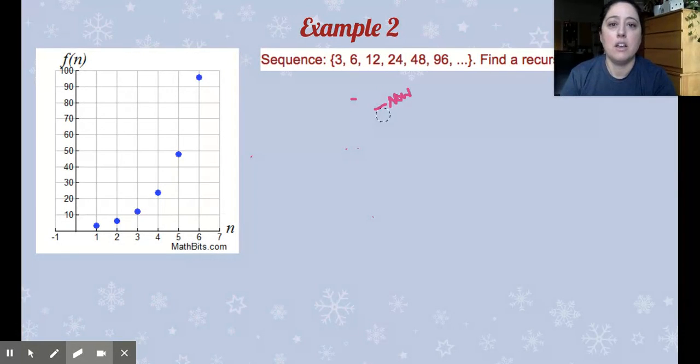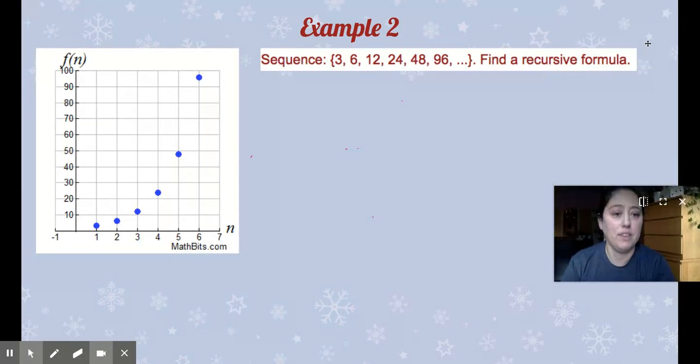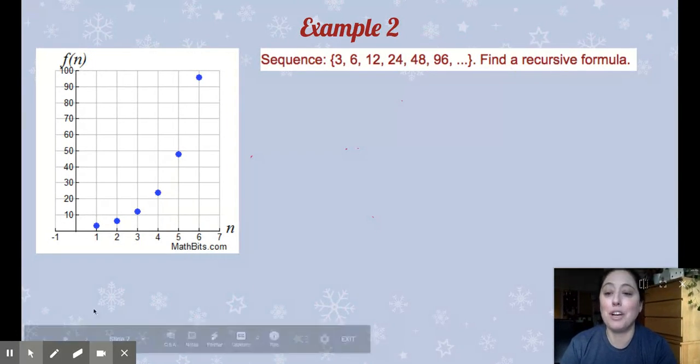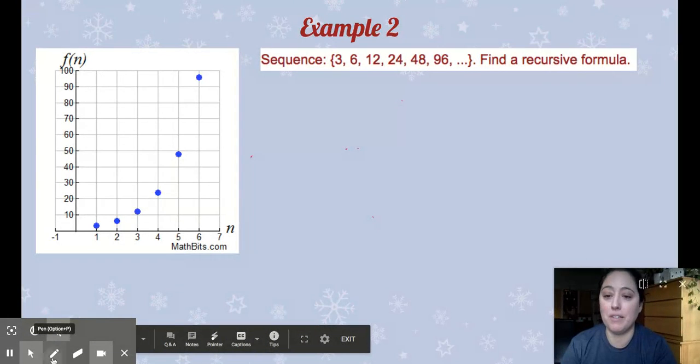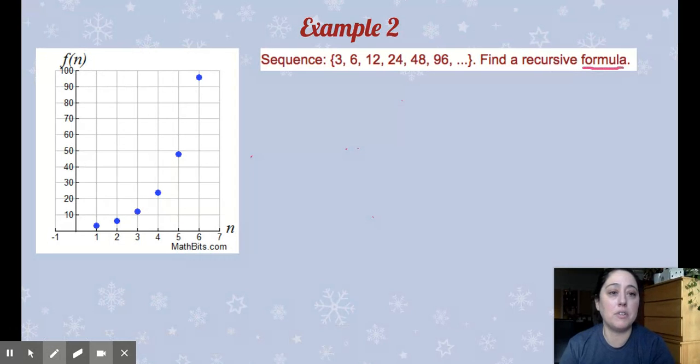All right. So you have a sequence, and I think my face is covering what the rest of the directions are. So let me move down here. All right. Find a recursive formula, right? Sometimes it's called a function rule, sometimes it's called a formula, other times they just say equation, right?